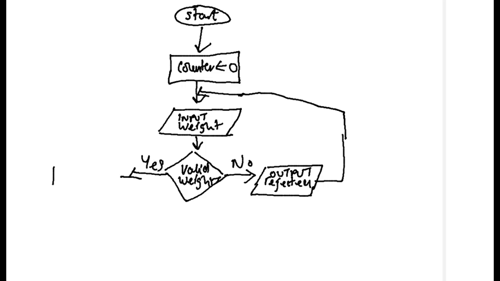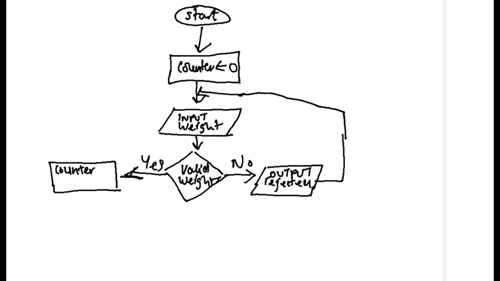Then we could check our counter. Actually, let me just pause that for a moment. There we go. So if it is a valid weight, then we need to do two things. We need to increase our counter by 1, and we also need to store it, which is fine. So we could do that first. So let's do that. We increase our counter by 1.